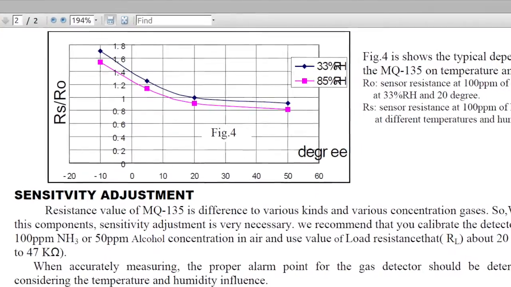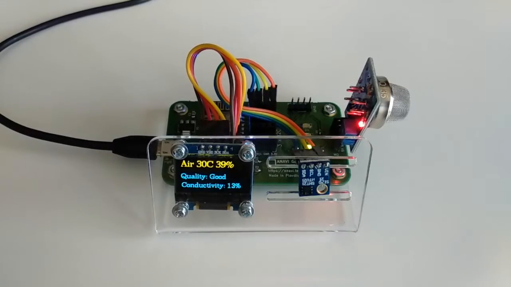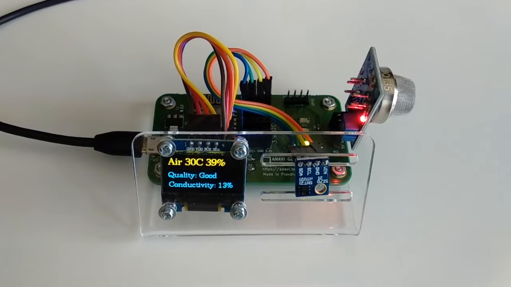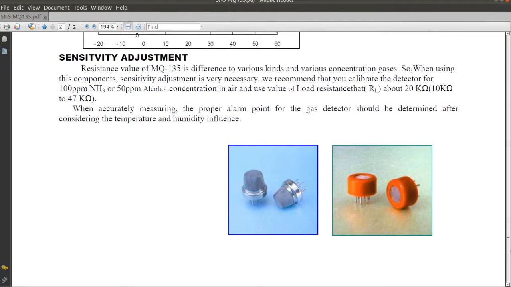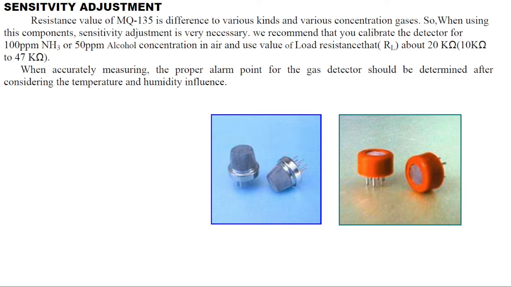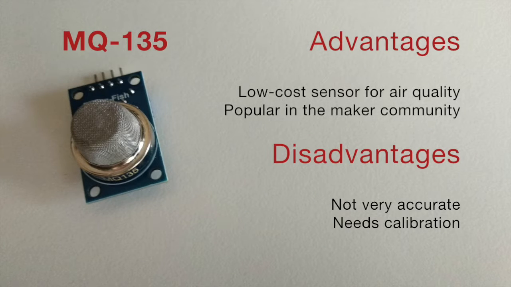It is important to note this when you're writing your source code, and it's also a good idea to attach a temperature and humidity sensor along with MQ-135. Also note that the sensitivity adjustment is very necessary in order to properly use MQ-135. You need to calibrate it to make sure that it detects the dangerous gases which might appear in your environment. Okay, before we proceed, let's summarize.